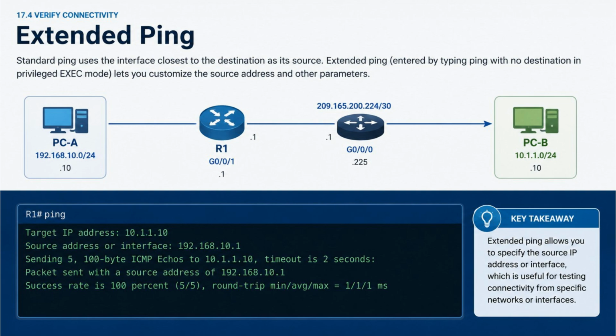Standard ping uses the closest interface to the destination as its source automatically. Extended ping, by typing ping with no destination in privileged exec mode, lets you customize the source address and other parameters. Walk the example on screen where R1 explicitly sources the ping from 192.168.10.1 instead of the default interface.